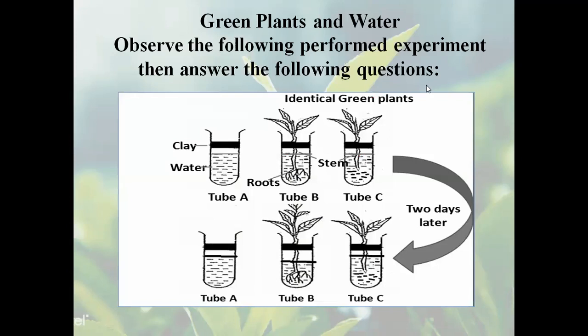Let's now move to this experiment. Green plants and water. Observe the following performed experiment, then answer the following questions. We have three tubes, A, B, and C. Taline Zan, good morning. Good morning. So Taline, what is the variable factor between the tubes A and B?